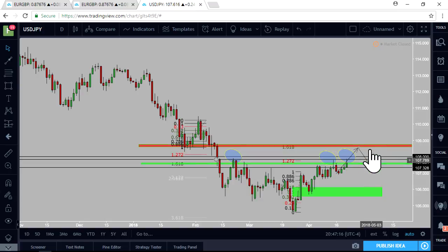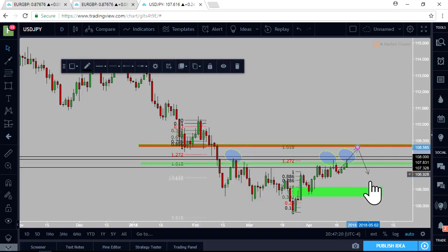Now, if UJ comes around this 108 and decides it wants to do this, because remember, when we broke out of this zone here, here's your first test to this zone and the market shoots up. The market never came back down to the zone. Now, if UJ wants to come all the way back down to this level here, do not panic.